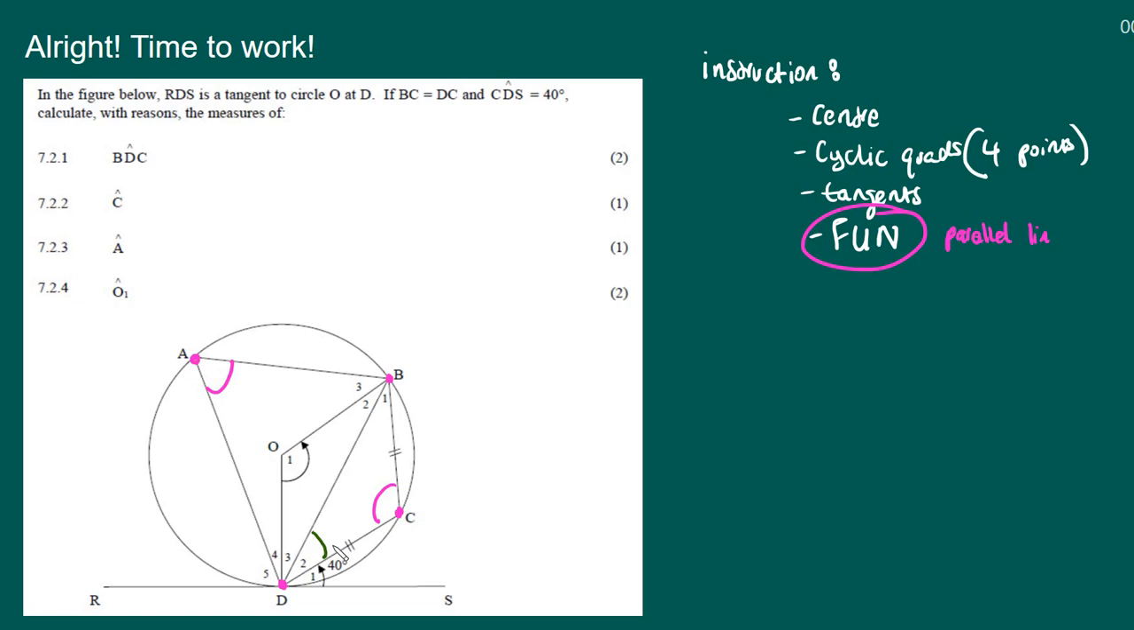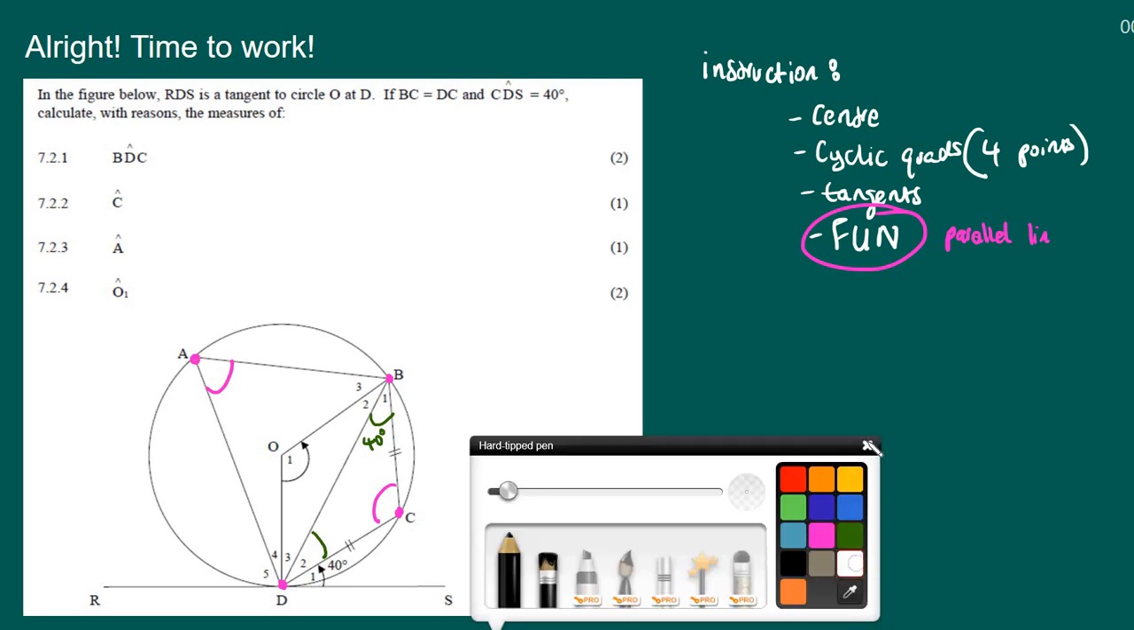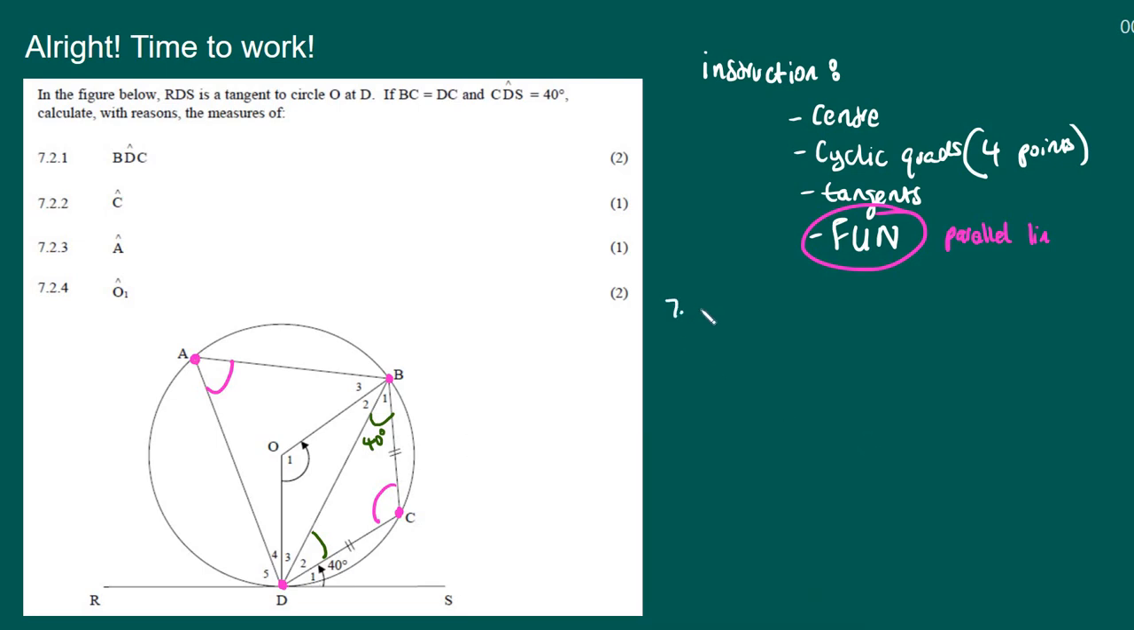So that angle, how can we find it? Remember, we already said that this one should be 40 degrees. So we must tell the examiner first of all, for that 7.2.1, that angle D1 is equal to angle B1. Both are equal to 40 degrees. Why? Remember, that will be your tan chord theorem.